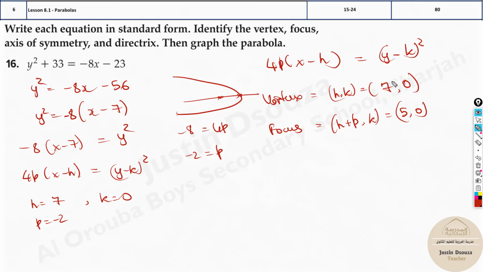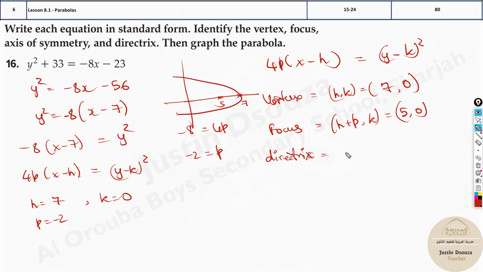This is not an accurate graph, but just a rough one. If you want to do it really properly, you can draw it like this and then mark the points 7, 5 and everything. The rough sketch is more than enough. Now what next? There is directrix. Directrix will be over here.